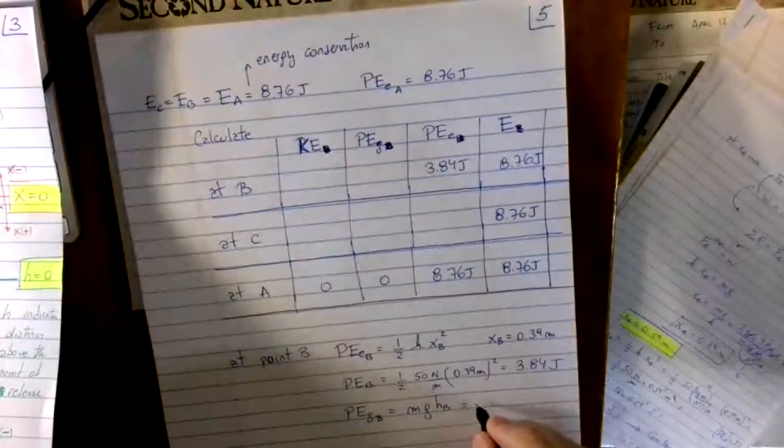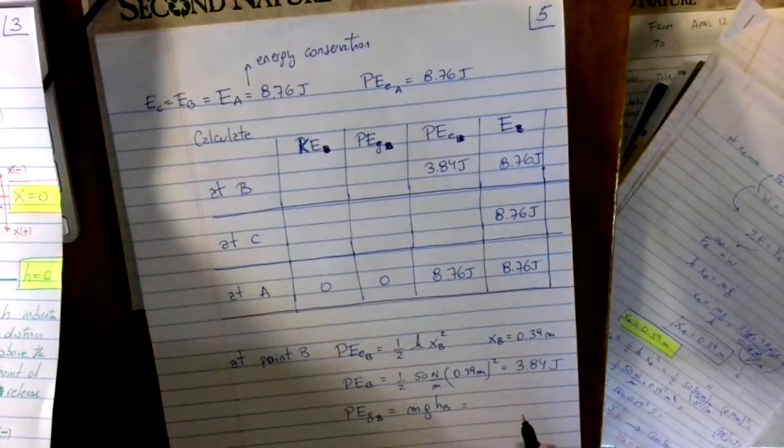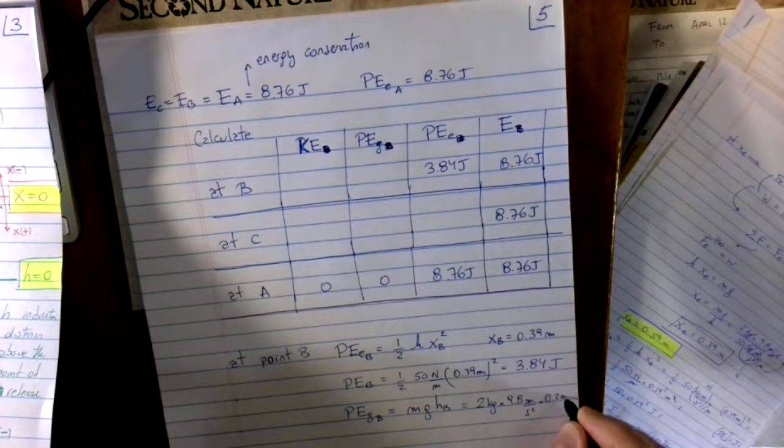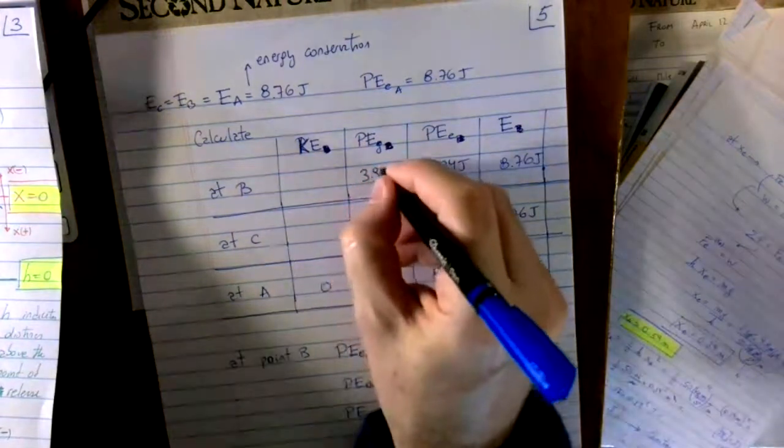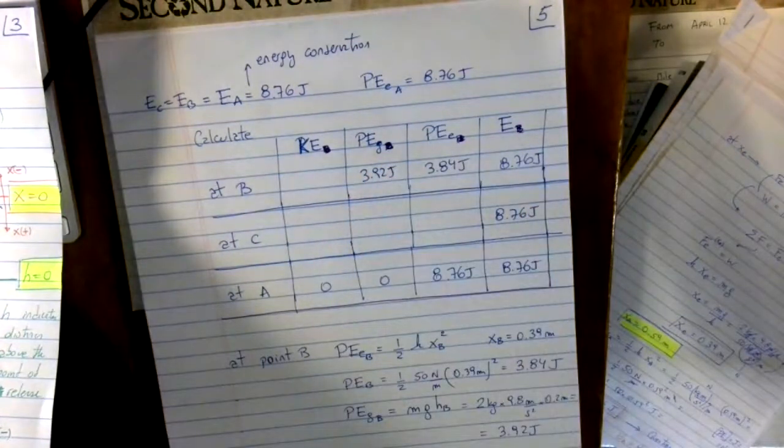Okay, so then this is mass. What is the mass here? We have k and mass. What was the mass? 2. Great. 2 kilos times 9.8 meters per second squared times hB, which is 0.2 meters. How much is that? 3.92 joules. Okay, we get here 3.92 joules. 3.92 plus 3.84 equals 7.76.